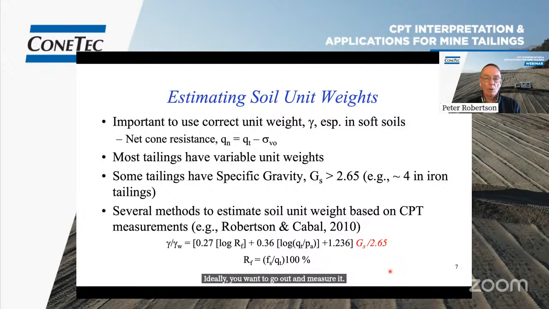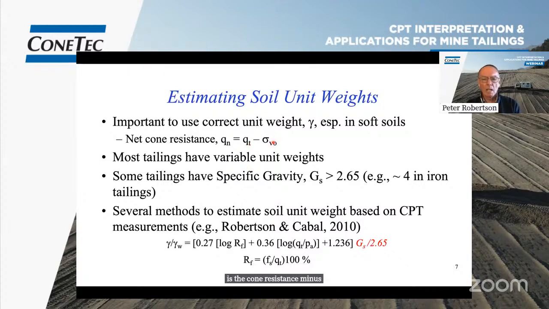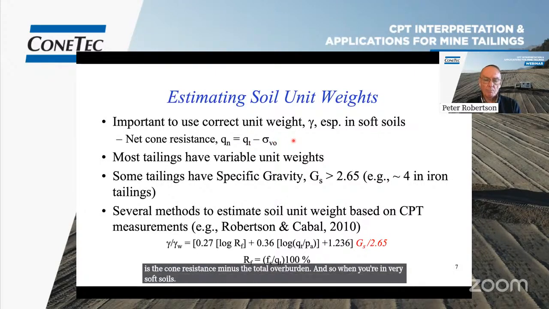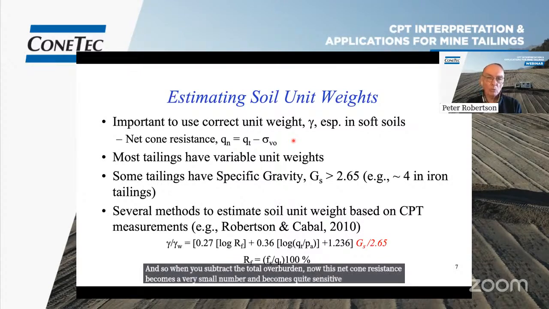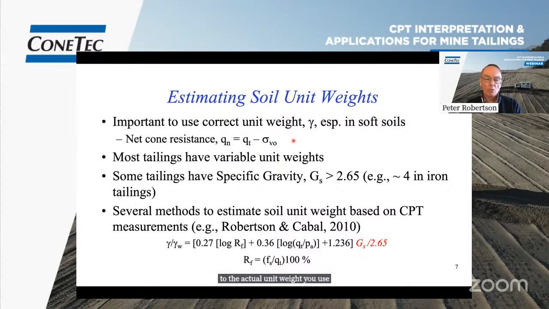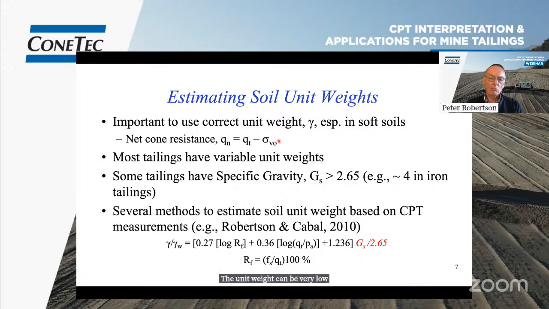But what we find, and I'll illustrate it, is using the correct unit weight is very important, particularly in very soft soils. And that's because this net cone resistance is the cone resistance minus the total overburden. And so when you're in very soft soils, the measured cone resistance can be very small. And so when you subtract the total overburden, now this net cone resistance becomes a very small number and becomes quite sensitive to the actual unit weight you use. This is particularly true in soft soils, organic soils, where the unit weight can be very low. So it's important to get the right unit weight to calculate that net unit pressure.